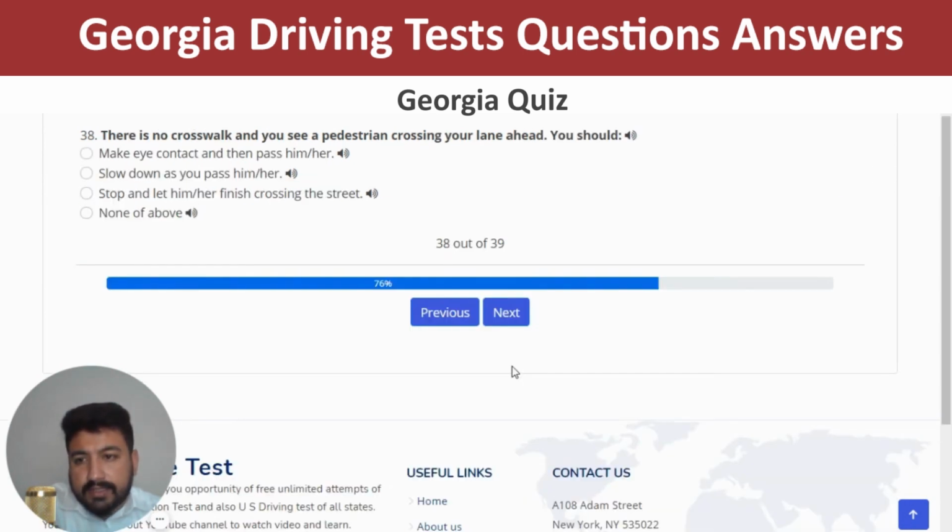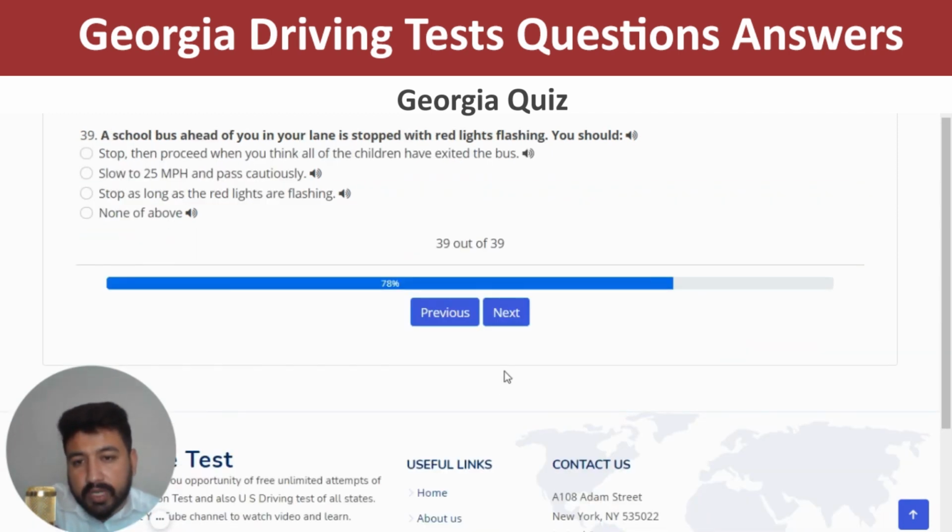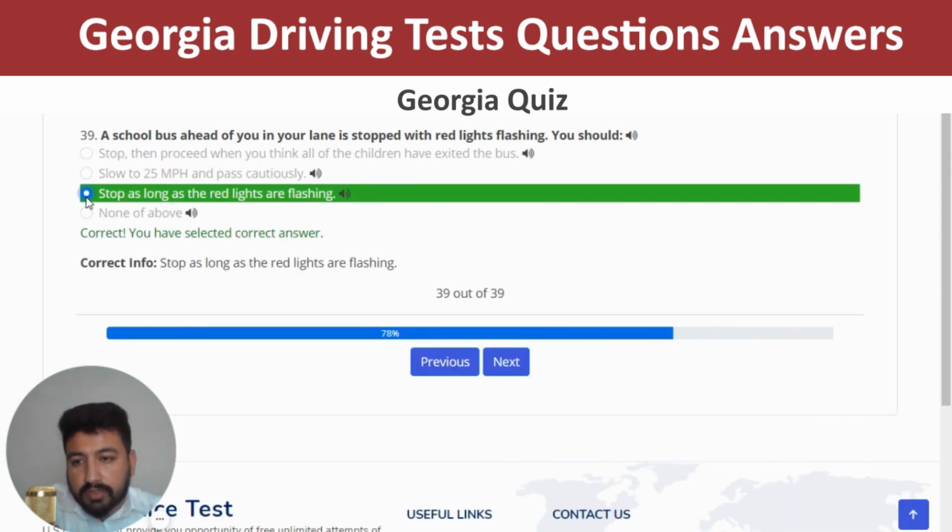Correct. And next. The second last question is, there is no crosswalk and you see a pedestrian crossing your lane ahead. You should. So you can choose the third option, which is stop and let him or her finish crossing the street. Correct. And next. A school bus ahead of you in your lane is stopped with red lights flashing. You should. So you can choose the third option, which is stop as long as the red lights are flashing. So third option, this is the correct one, and this is the end of quiz number 7.